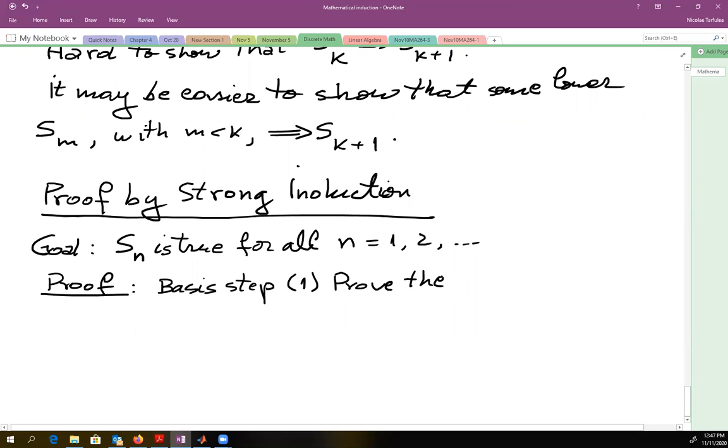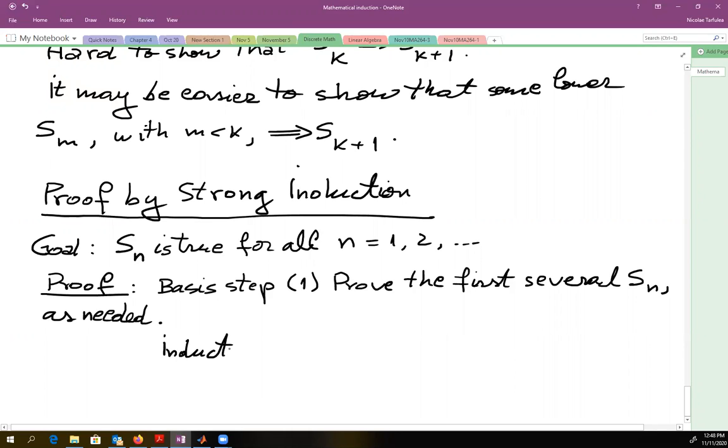the first few or several Sm as needed. We will exemplify this. And the inductive step, step 2.